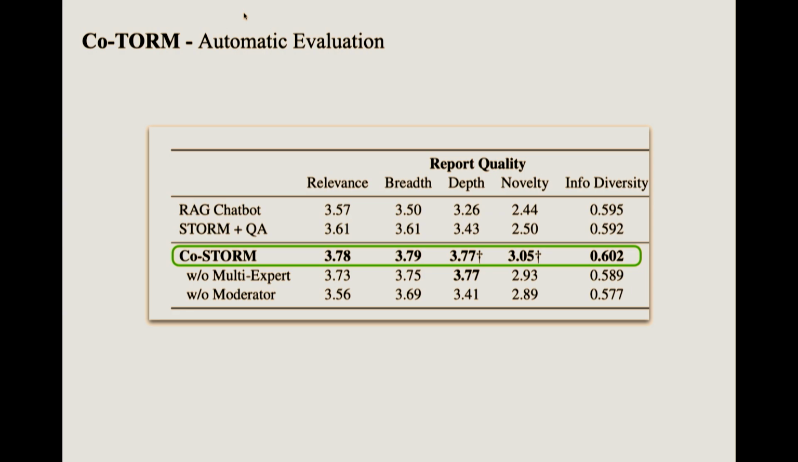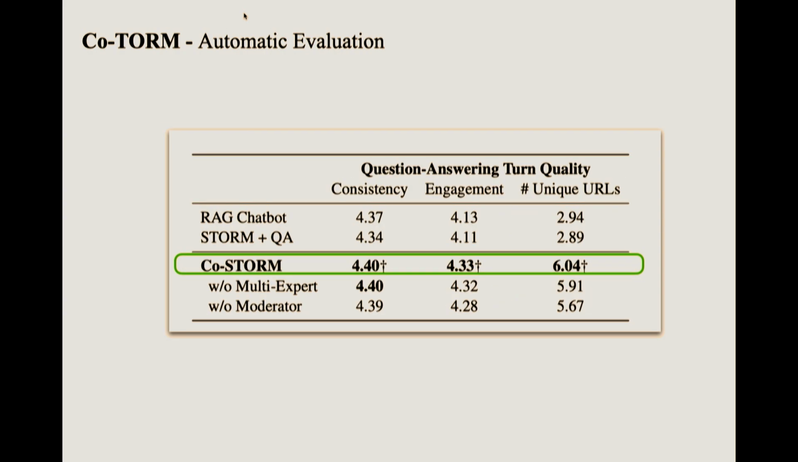Additionally, we evaluate the conversation process. On question-answering turns, we look at whether they bring up new information. So we evaluate consistency, engagement, and information diversity from that perspective. And Co-STORM outperforms both baselines as well.